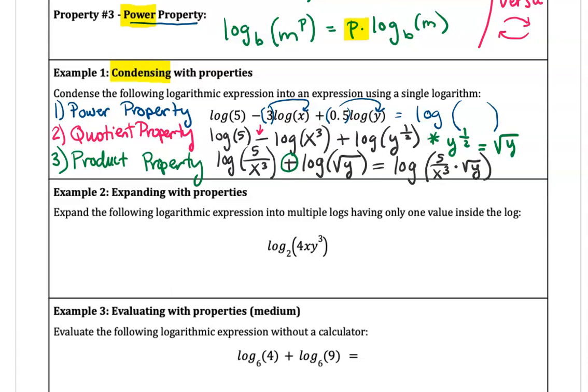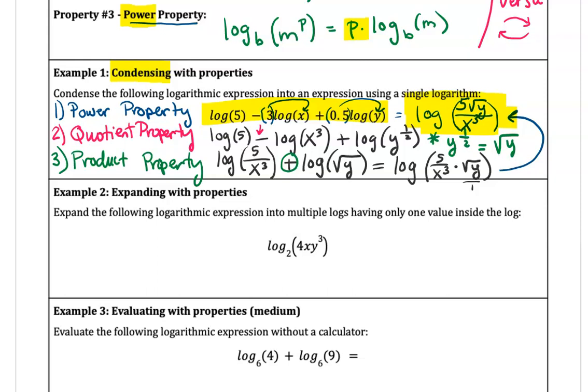And then when you're multiplying a fraction to like a whole number, in this case it was the square root of y, I can think of that as being over 1, and then I can just multiply straight across. So for my final answer, which I'll write up here, I would have 5 times the square root of y in the numerator divided by x cubed times 1, which is just x cubed. So this is the condensed version of this expression. This expression is equal to the log of 5 times the square root of y divided by x cubed. So that's how the properties work to condense.